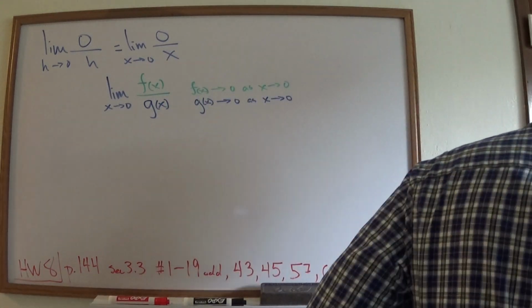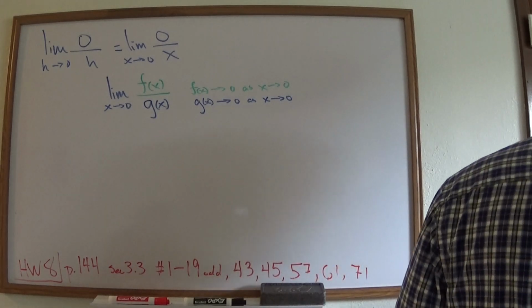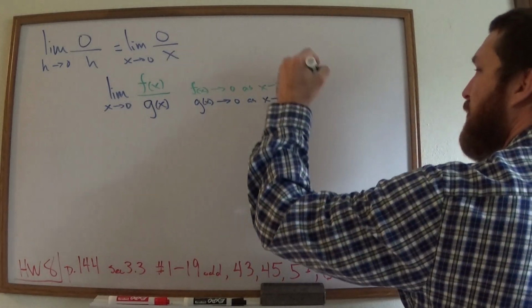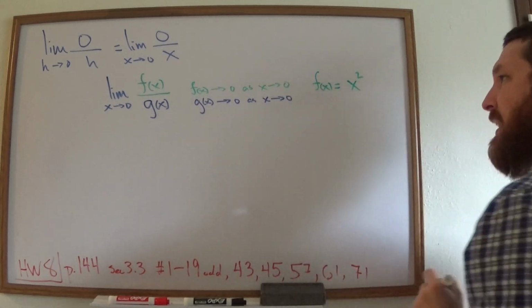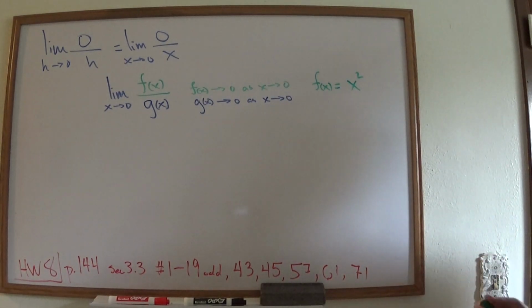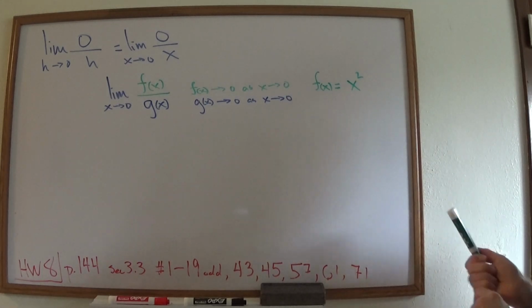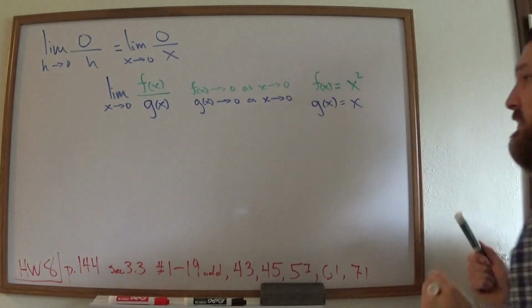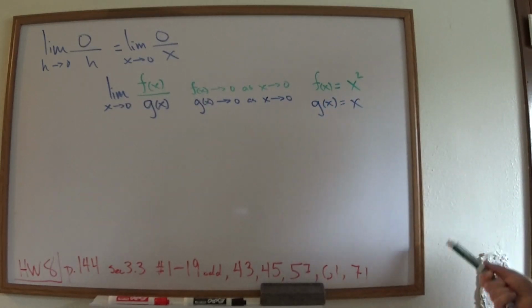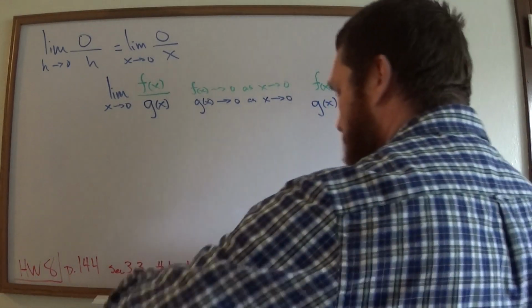So let's think about a function that does that, or 2 functions that do that. My claim is that that function goes to 0 as x goes to 0. I think that's correct. And I claim that this function goes to 0 as x goes to 0. Is that the case? Okay, let's see what's going on here.